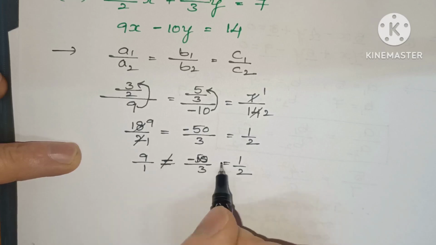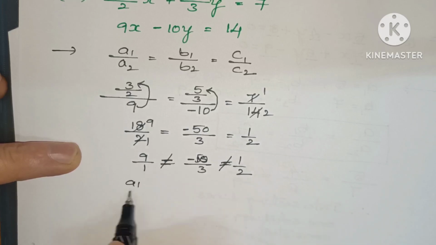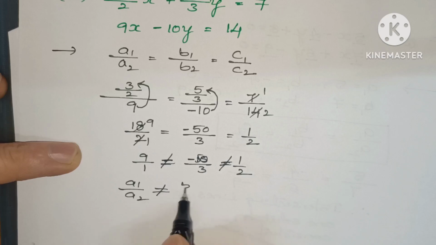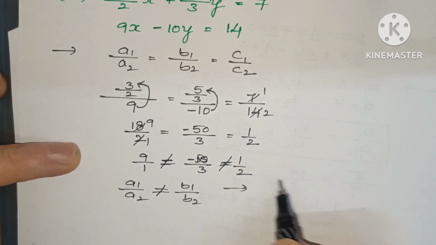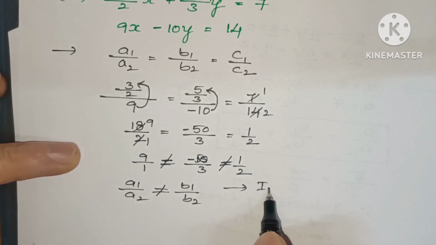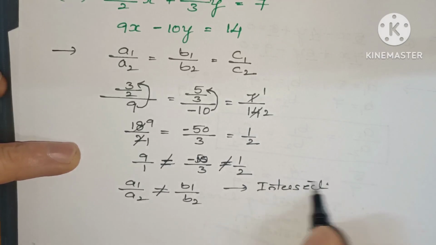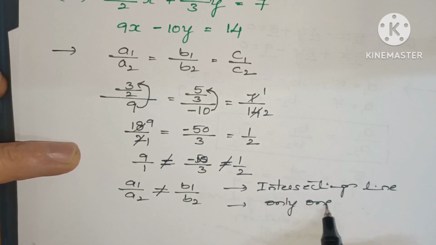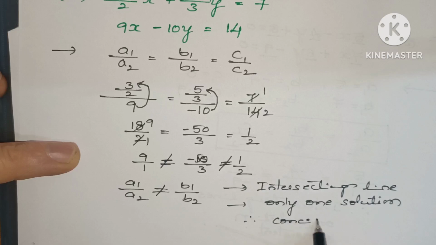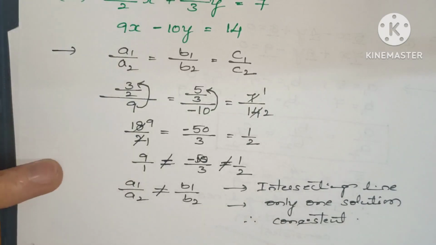Okay, this is also not equal, this is also not equal. And here the condition a1 by a2 is not equal to b1 by b2. Then the lines are intersecting lines, I have shown the table. How many solutions do intersecting lines have? Only one solution, a unique solution. Therefore they are consistent. I hope you have learned this one also.